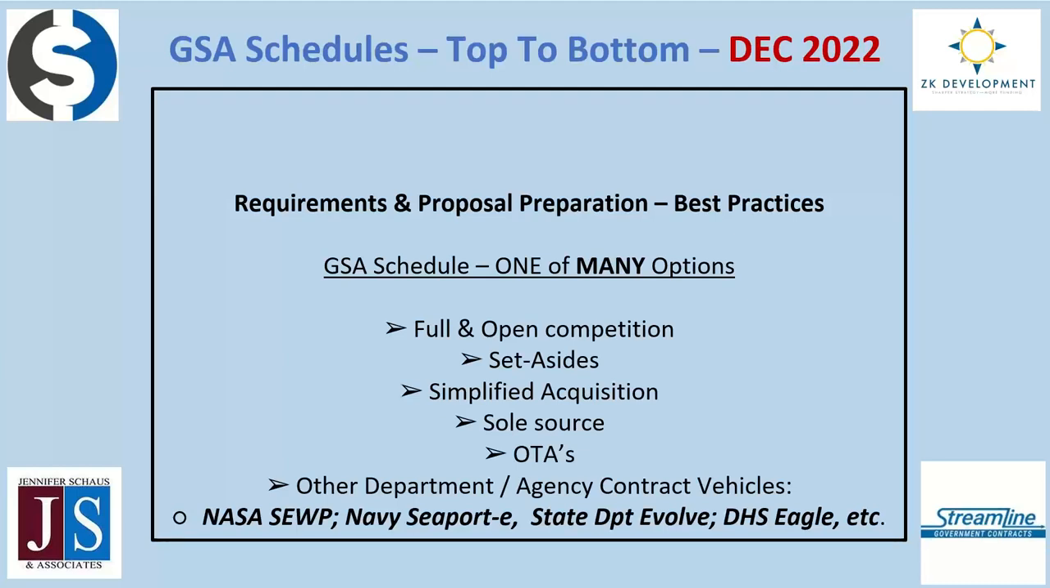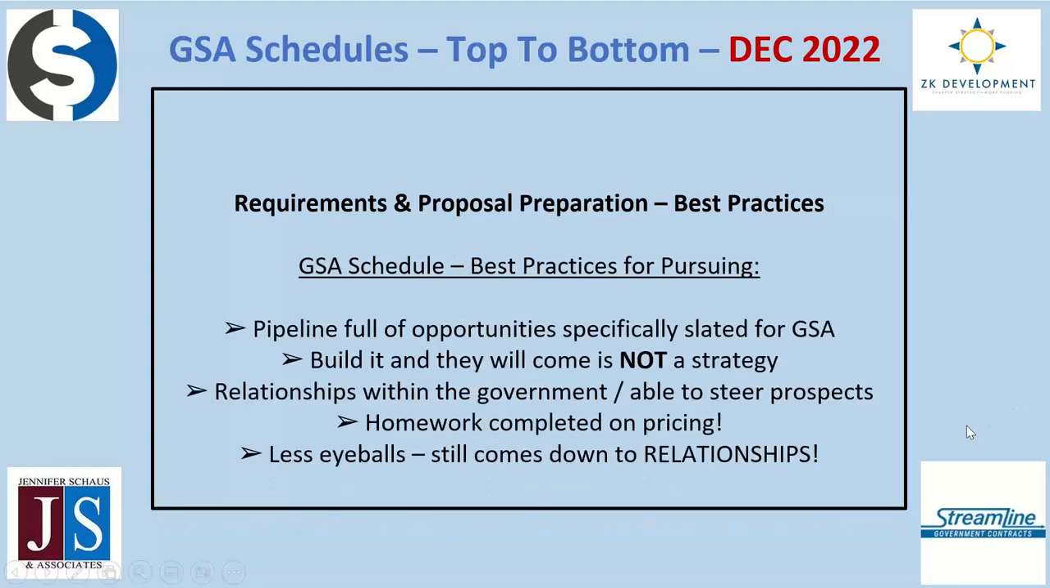So again, the schedule is one of many, many options, as you saw in the last slide. And here are some of the other department and agency contract vehicles that I mentioned on the last slide: NASA SOUP, Navy Seaport E, the State Department Evolve contract, DHS Eagle. And the list goes on and on and on. GSA just does a great job of marketing themselves, and they can be used across all departments.